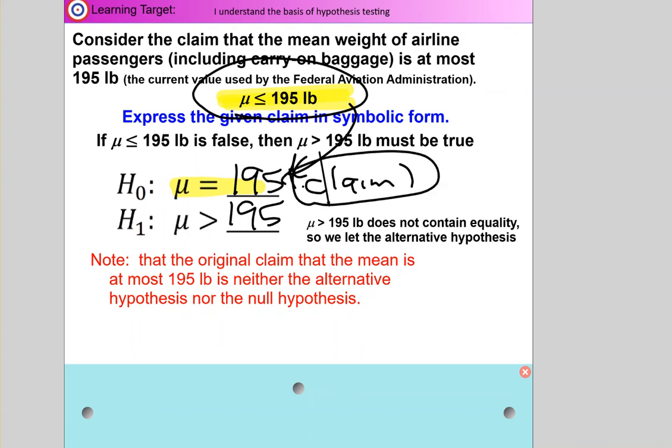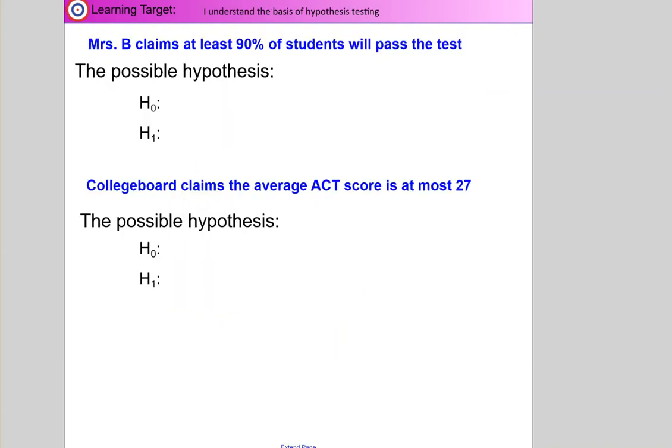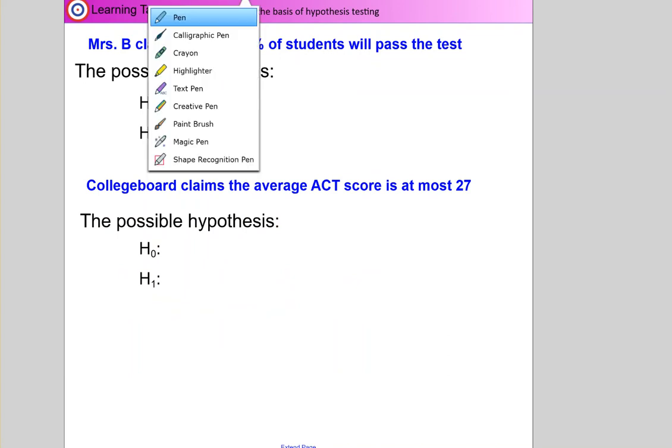So this really is our claim because it has equality in it. Anytime your claim has equality in it, then it's your null hypothesis. And we'll look at some examples that hopefully will make sense, but this is the exception. Those four examples that we did before this are the ones you're going to see most commonly. These are the exceptions to the rule, when we have equality in our claim. So let's look at two more examples.